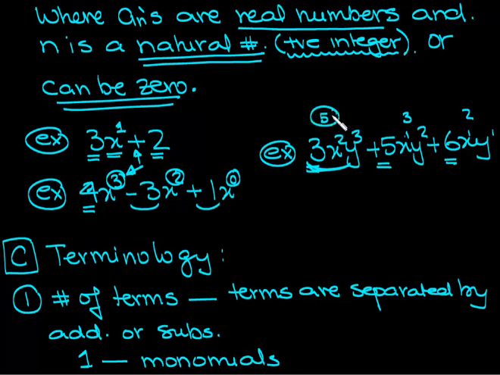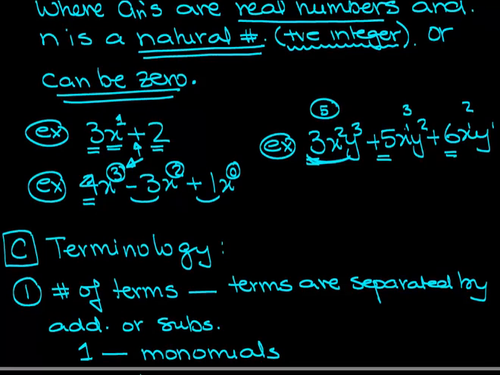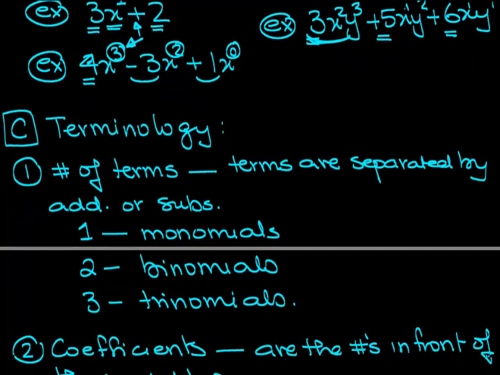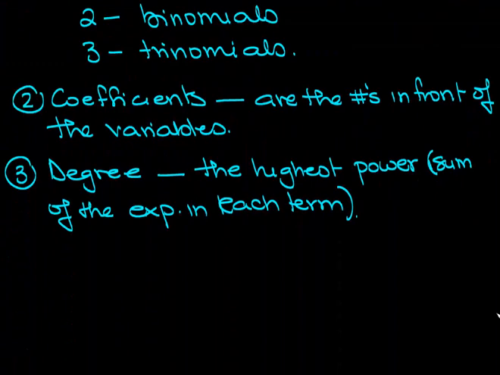So the degree of the polynomial is the greatest degree or the greatest power that's present in the polynomial. And when you look at each term individually, if there are 2 or more variables, you add those exponents to figure out the degree. Okay, let's take a look at just a couple examples really quick.